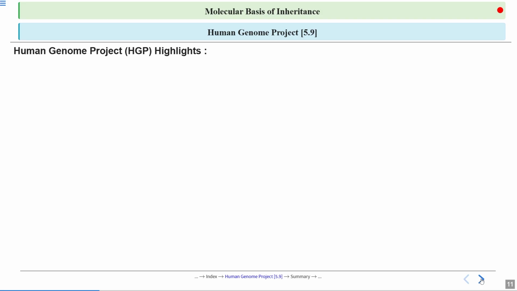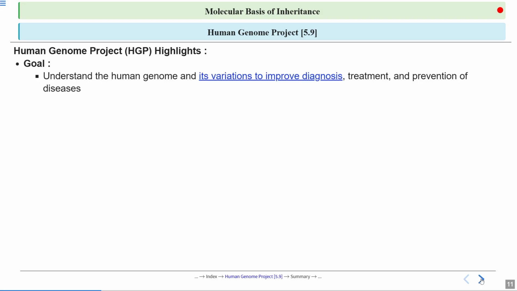If we talk about the Human Genome Project highlights, what was the goal? To understand the human genome and its variation to improve what? Diagnosis, treatment, and prevention of disease. So, what was the main goal of this project? If they understand the human genome and its variation very properly, then they can improve the diagnosis, improve the treatment, and even prevent the disease.